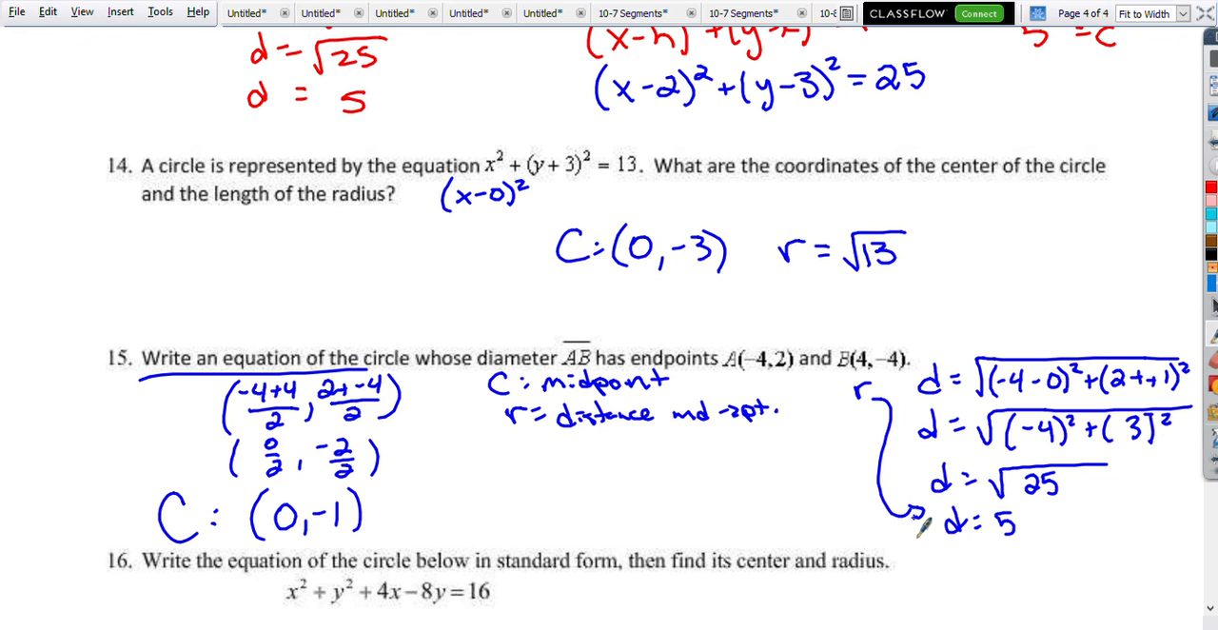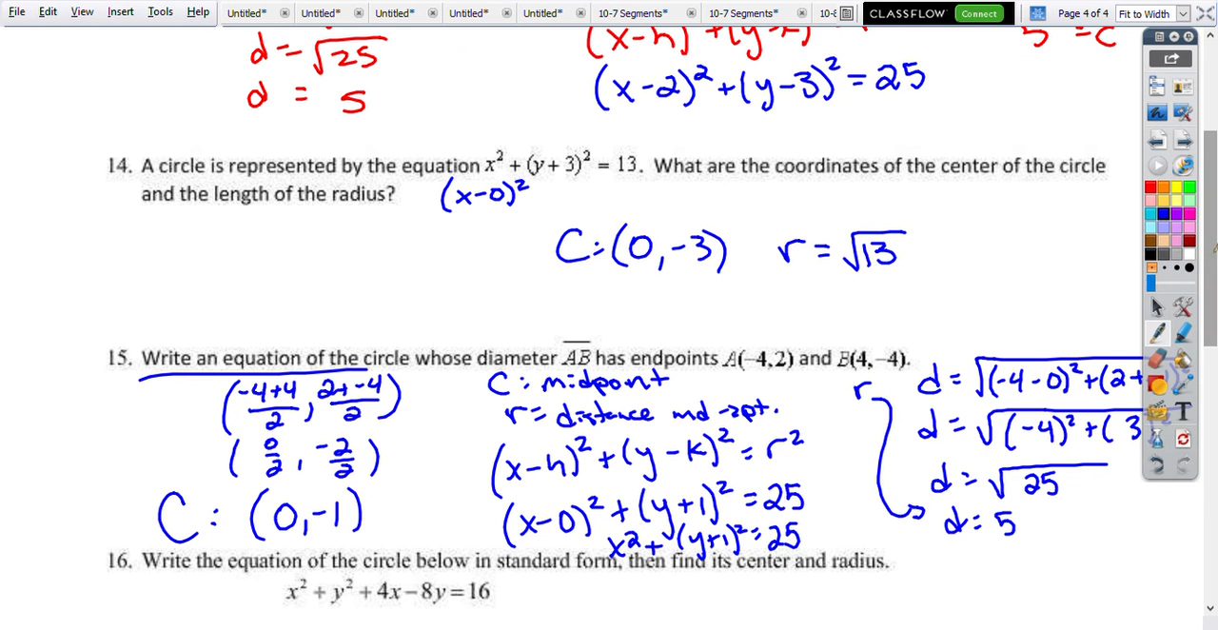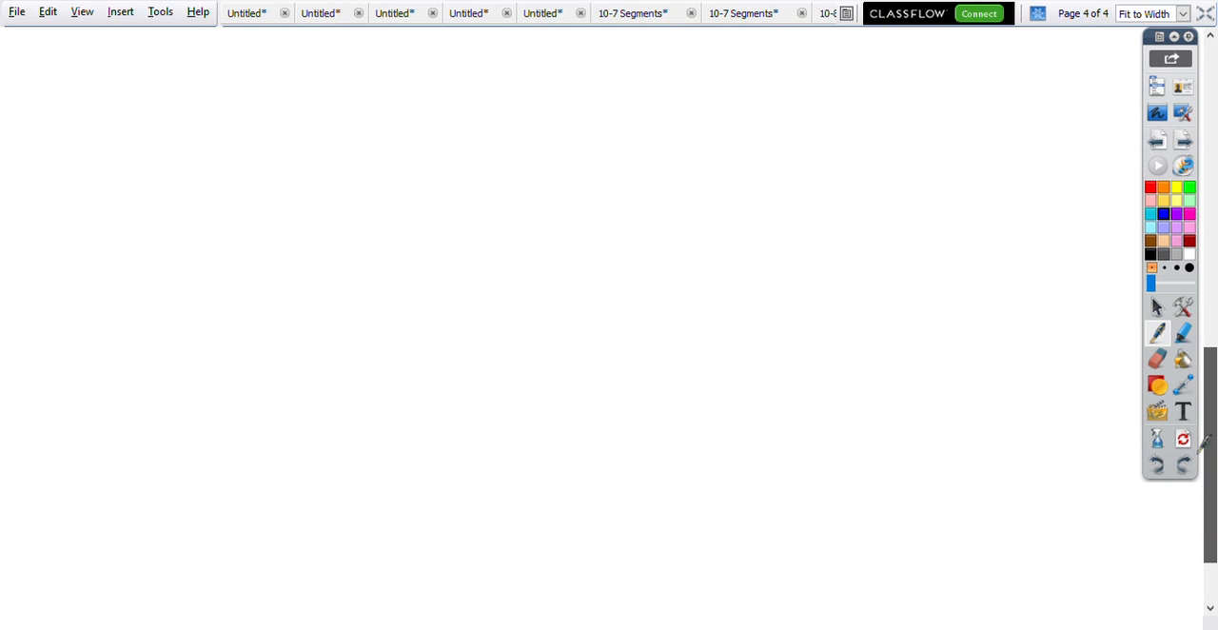So center, (x minus h) squared. Plug it in, change the sign. That's x minus 0 squared plus (y minus k) squared, so plus (y plus 1) squared equals r squared, r is 5 squared, we're going to get 25. This is okay if we just want to put it as x squared plus (y plus 1) squared equals 25. That's also okay. So either one of those is good. And the last but not least here, just double checking.